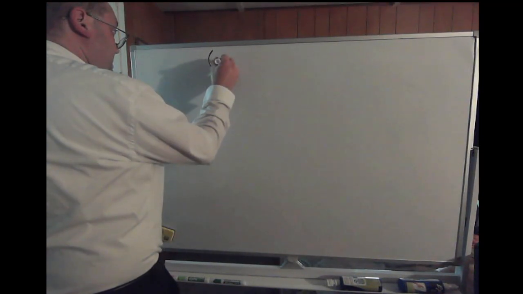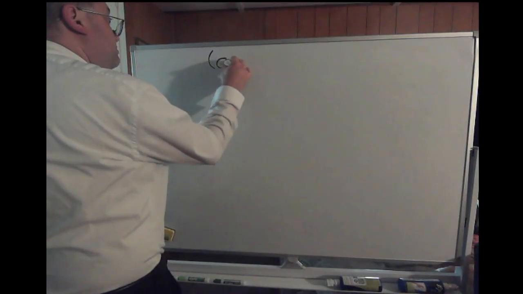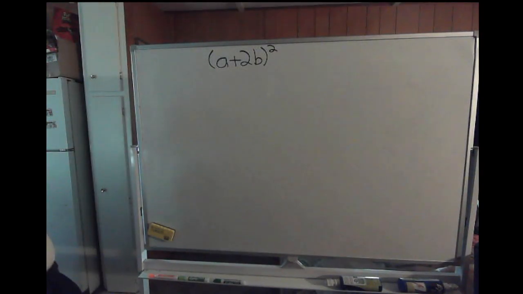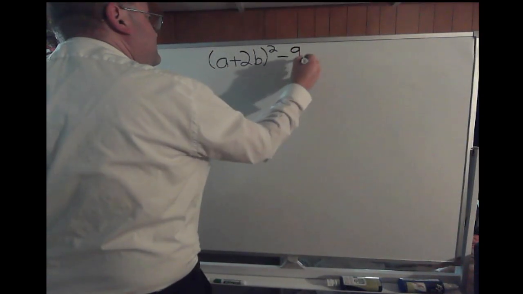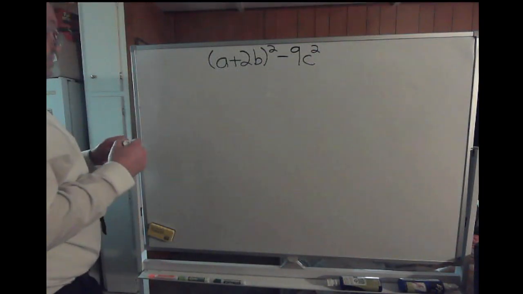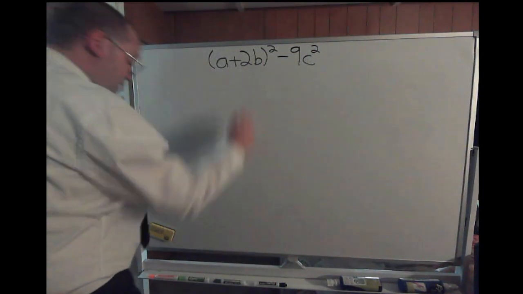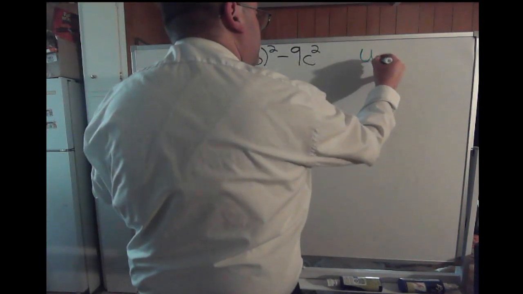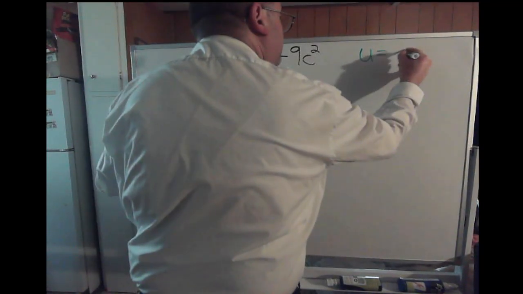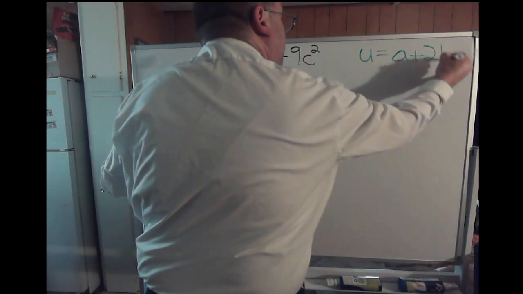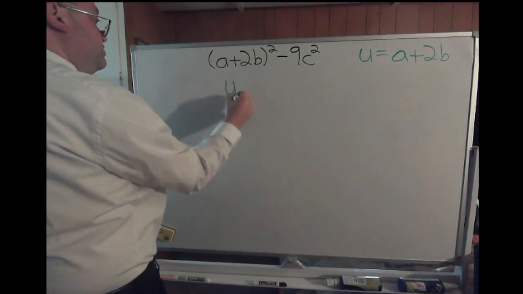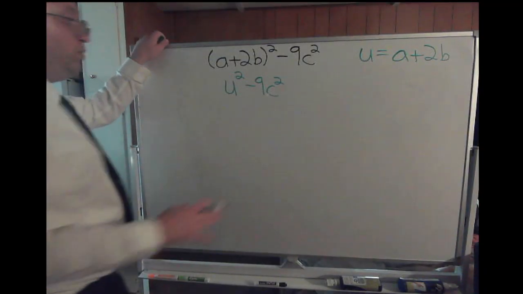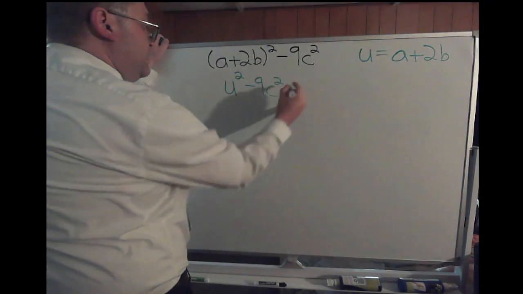Let's see, we got a plus 2b, that quantity squared, minus 9c squared. So we have a difference of two squares. The only thing is the first term's a polynomial. So what you should do is a u substitution. Let u equal that a plus 2b. U will equal a plus 2b. What you'll get next is u squared minus 9c squared. That's much easier to work with as far as doing a difference of two squares.